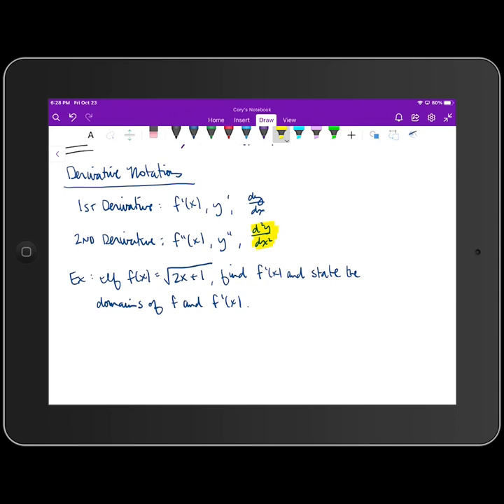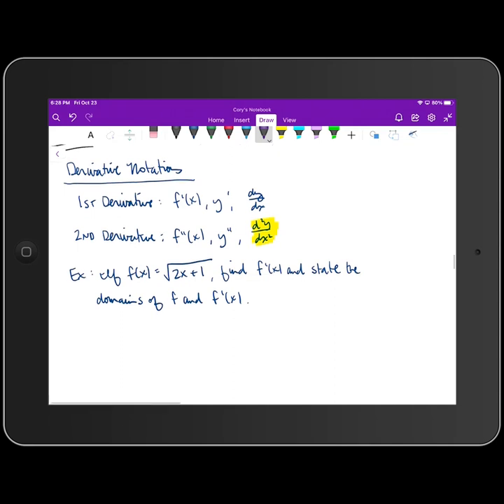Okay, so let's do a quick example involving this. So directions here say that if f of x is equal to rad 2x plus 1, we're asked to find f prime of x and state the domains of f and f prime. Okay, so let's do the domain of f first. I'm going to do that over here on the side. And I'm going to write it in interval notation.